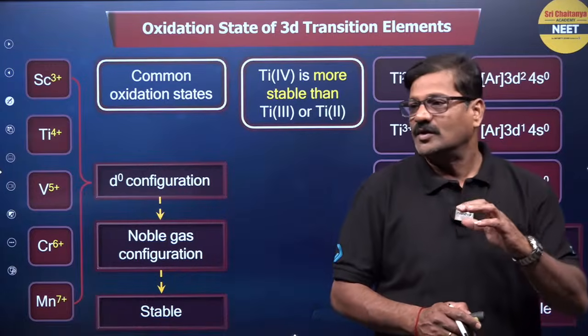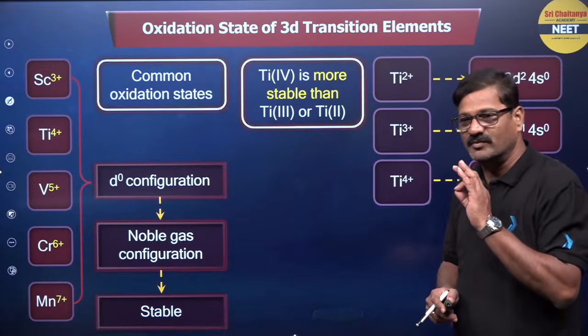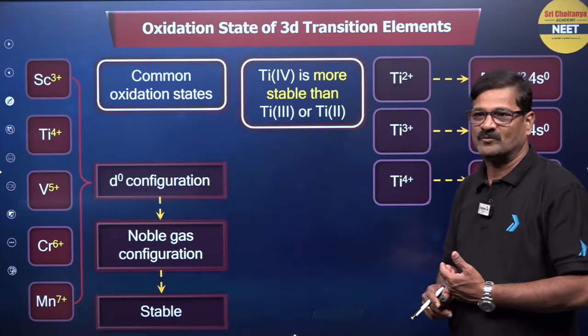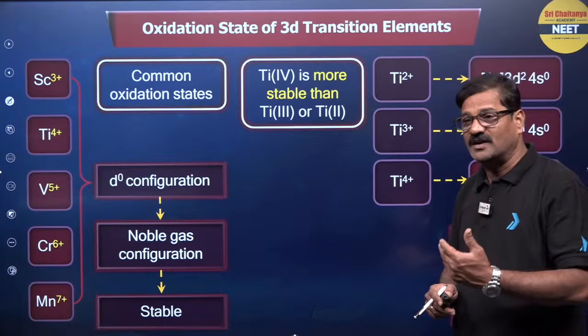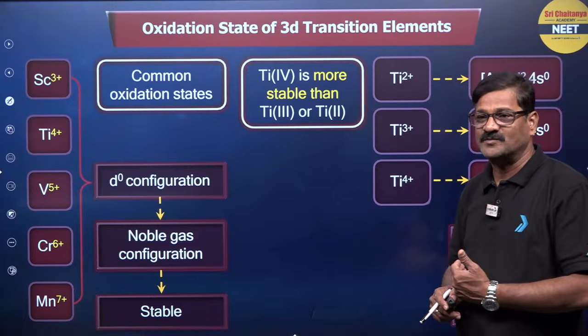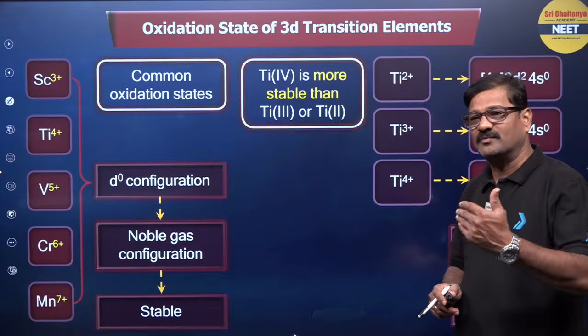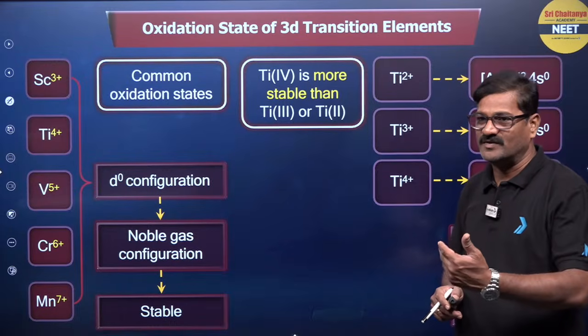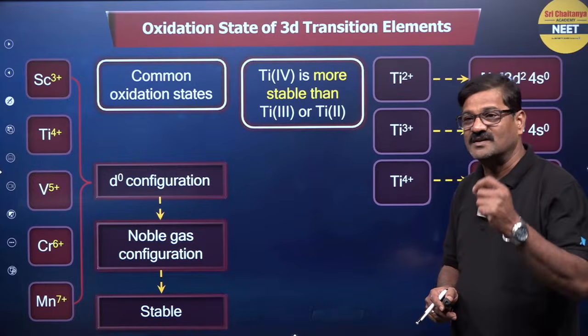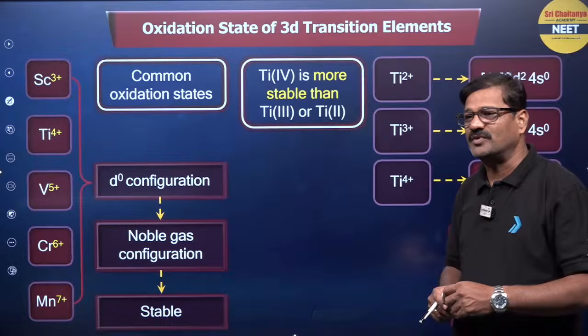You just memorize the color and oxidation state. And according to the electronic configuration, you have to write these electronic configurations. Okay, so vanadium +5 with d0 configuration, chromium +6, Mn +7 are extremely stable because of the noble gas configuration.